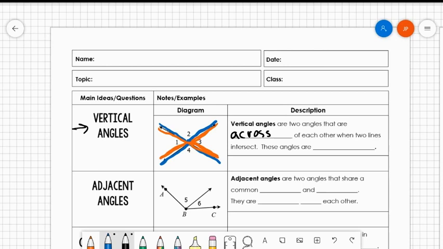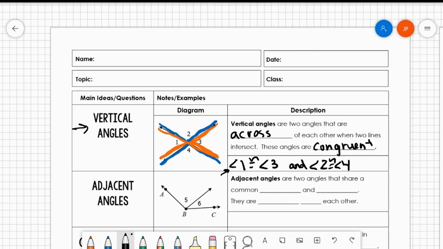But something that's nice about vertical angles, which makes solving problems with them a little easier than some of the other ones, is that they're congruent to each other, which means they're equal. So I can say that angle 1 is congruent to angle 3, and angle 2 is congruent to angle 4. And when I'm talking about congruency, we're talking about the actual thing. So angle 1 is the exact same angle as angle 3.